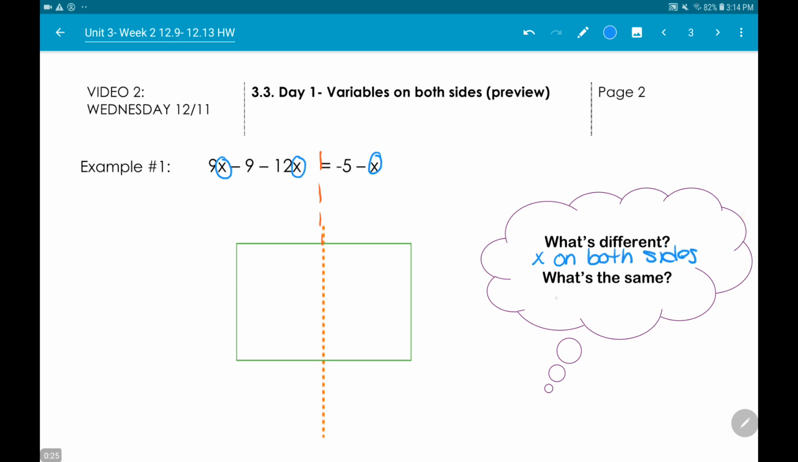And what's the same is the process. I still solve the same way. Right, so that means letters, numbers, still the same thing. All right, so let's go ahead.